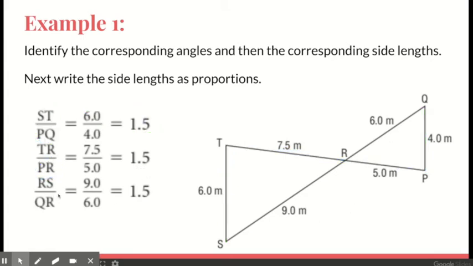And here, comparing the last set of side lengths, RS and QR. So RS is here. Remember, starting with the bigger triangle, the measurement is 9. Comparing it to QR, the measurement is 6. 9 divided by 6 is 1.5. And so you can see when I compare each of the corresponding side lengths from the big one to the little triangle, I get the same number each time. This is what it means for two triangles to be proportional.